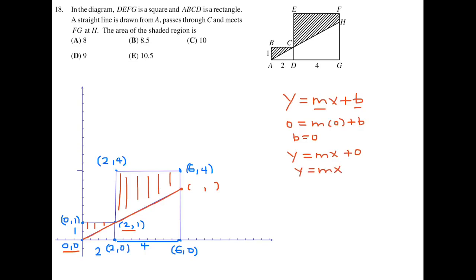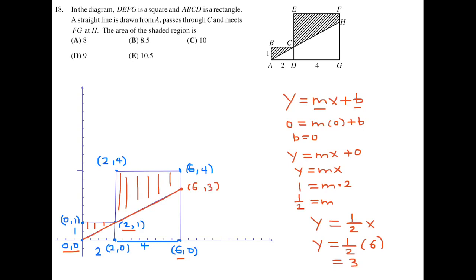Now let's substitute that point, and that will help us solve for m. So when x is 2, y is equal to 1. So m is equal to 1/2. And therefore, our equation is y equals 1/2 x. All right? So when x is equal to 6, what is y? Well, y will be 1/2 times 6, which is 3. So therefore, this point is 6, 3.